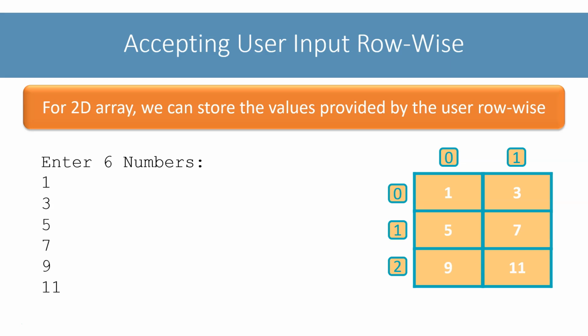So I started with the first row, then I filled the second row, and after that I filled the third row. This is what I meant by storing the values provided by the user row-wise. I hope now you understand it clearly. Now we will write a program to accept the dimensions and elements of a double-dimensional array from the user and display the double-dimensional array in matrix form. I will switch to BlueJ now.